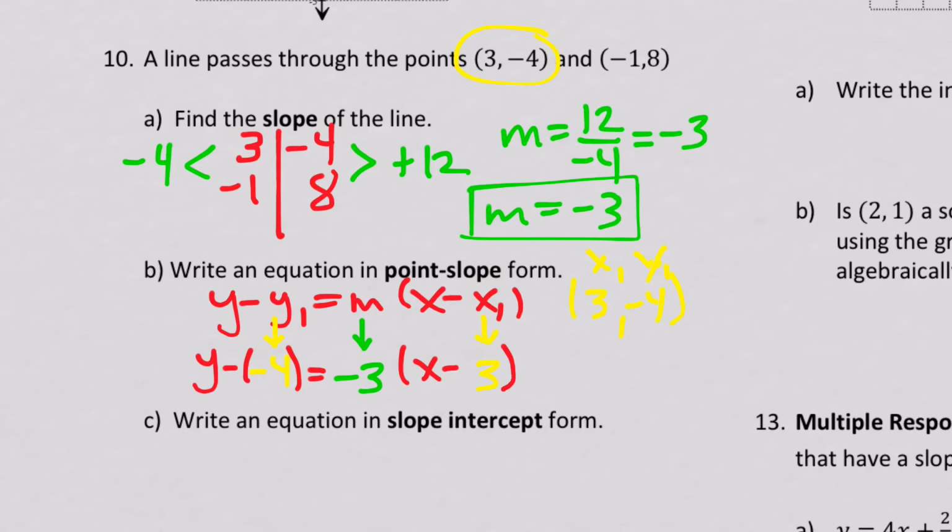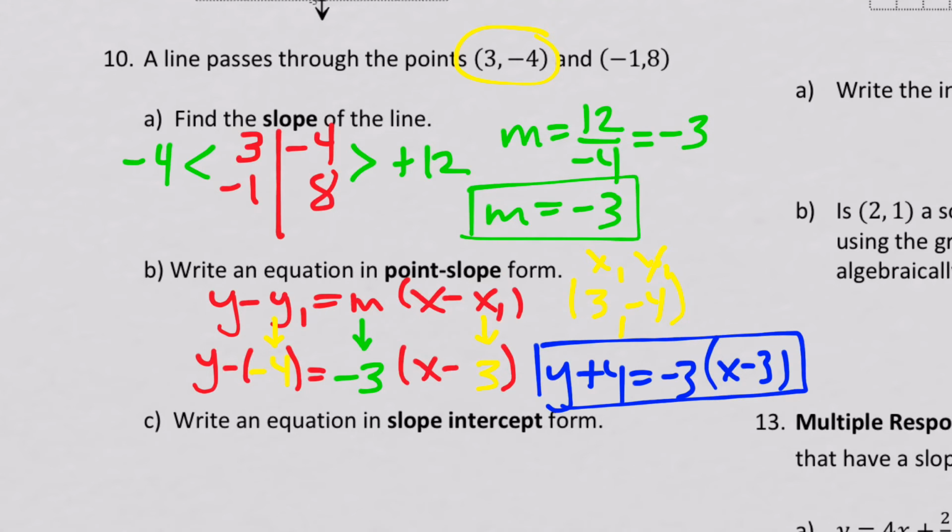And the last thing I'll do here is to simplify this to make it look cleaner. I'm going to take care of this double negative here and make it into a positive. So what I get is, and I'll put it in blue to make it look different, y plus 4 equals negative 3 times x minus 3. That's point slope form.